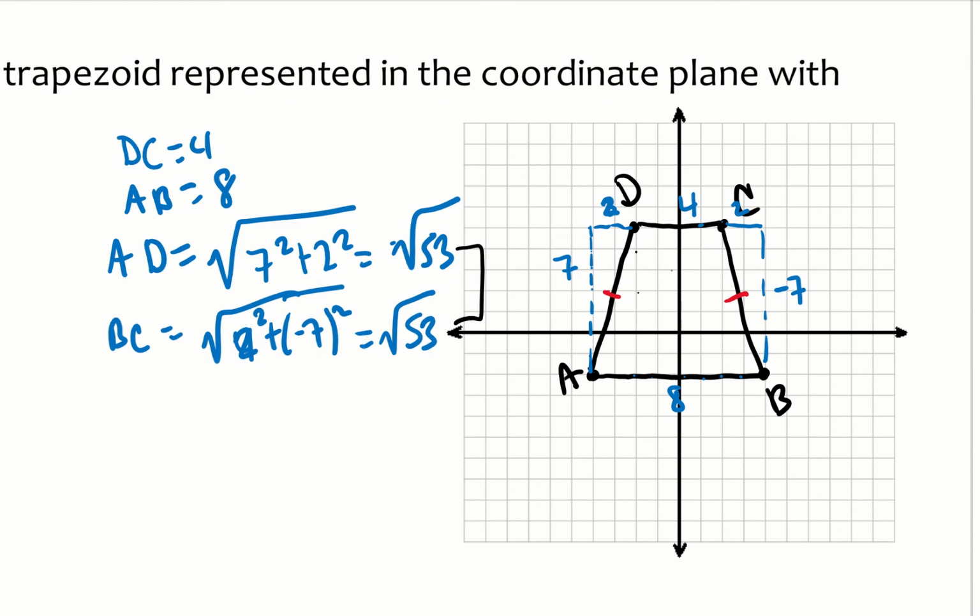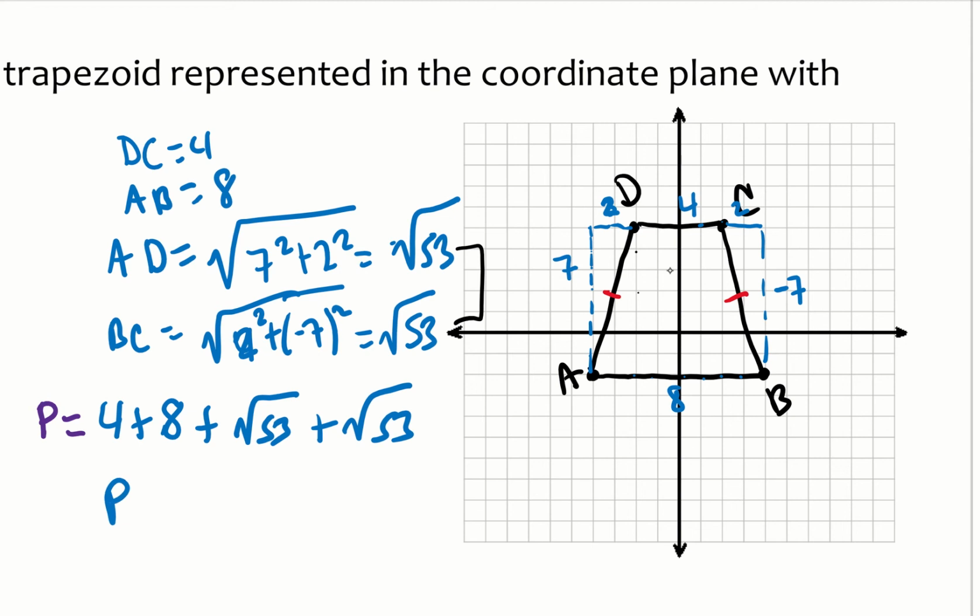Now, our perimeter is simply going to be the sum of all 4 sides here. So we have DC plus AB, plus then you have the AD, and finally your BC. Add the results together and simplify things here. So we get P, the perimeter, equals 12 plus, now you've got 2 of these, so it's going to be 2 square roots of 53.